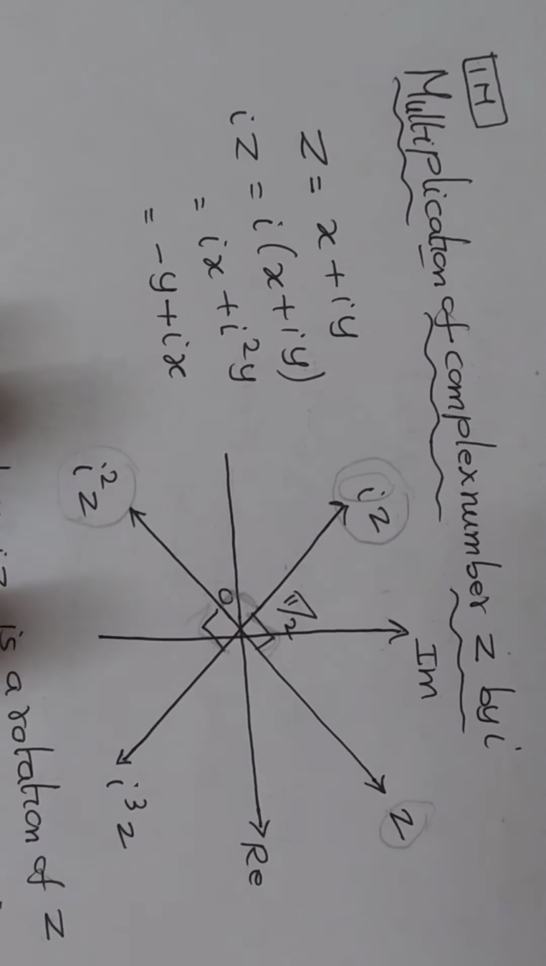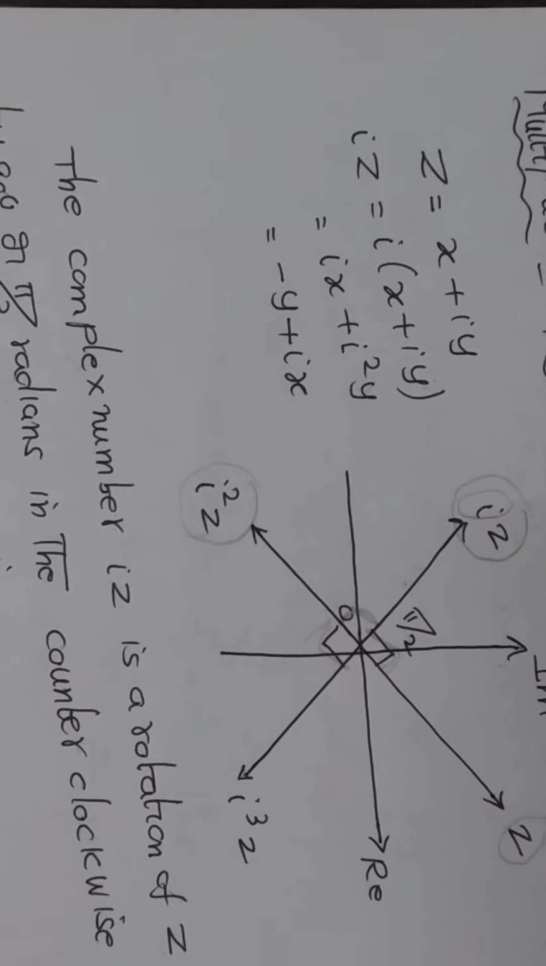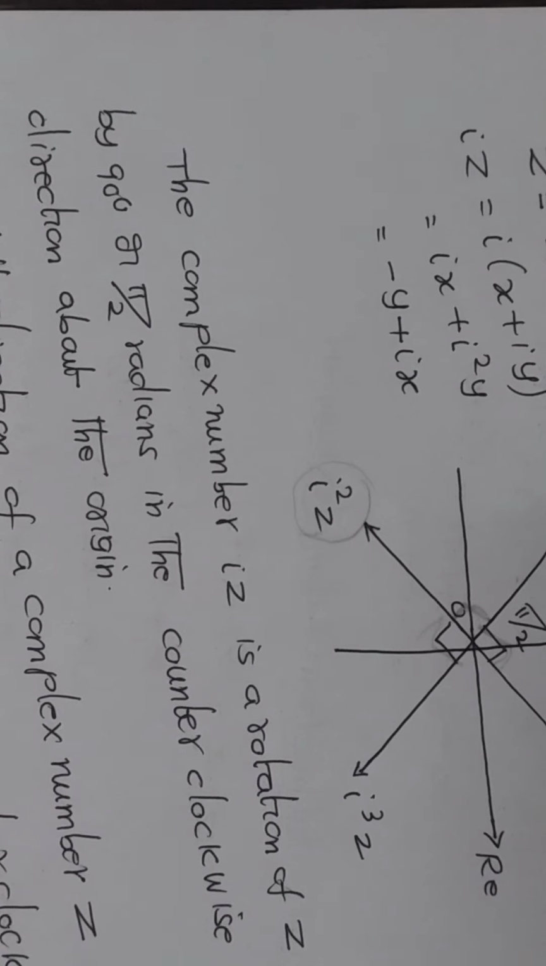Okay, this part is somewhat important because they may ask for 1 mark also. So if the complex number z is multiplied with i, simply it will come to the new position with the rotation of z in the counterclockwise direction by 90 degrees or pi by 2 radians. Pi by 2 radians and 90 degrees are both the same. Okay, you already studied in +1.